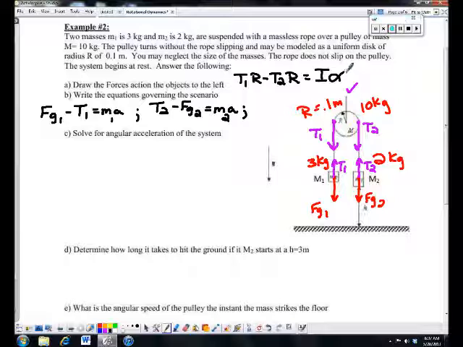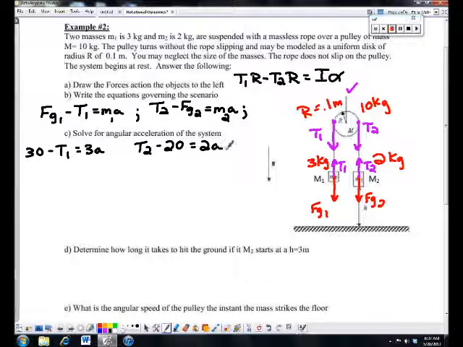Now, let's talk about what I know from each equation. So Fg1 we know is 30 minus T1 equals my M of 3A. That's equation 1 I know. Equation 2 I know is T2 minus 20 equals 2A. And notice I've got 3 equations, 3 unknowns.